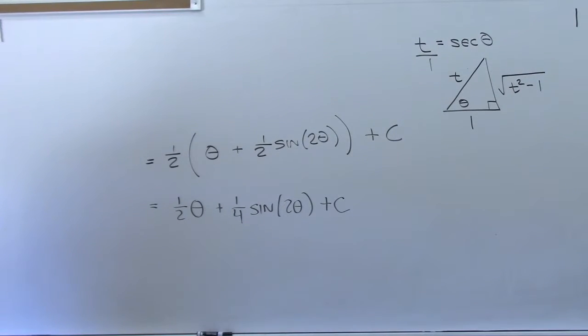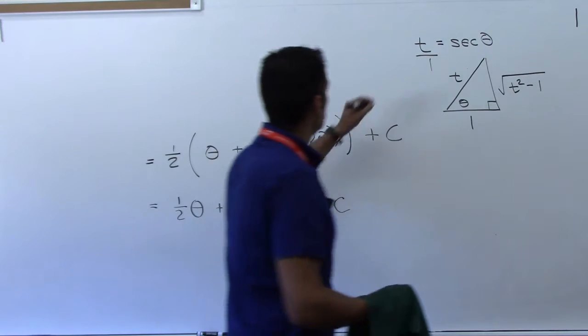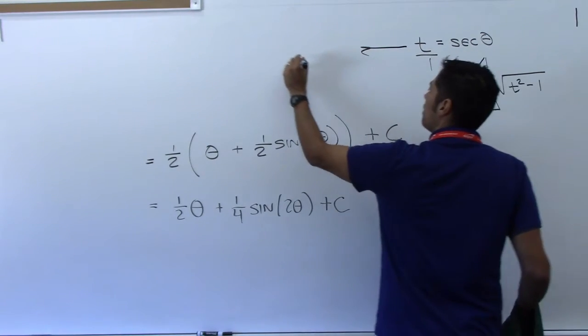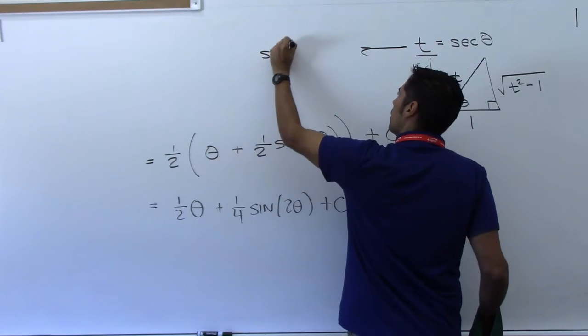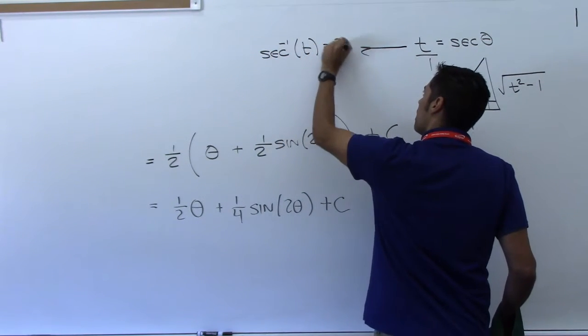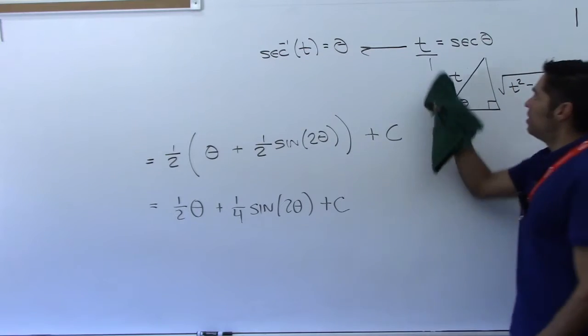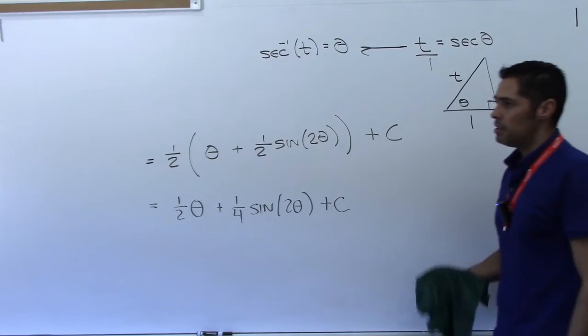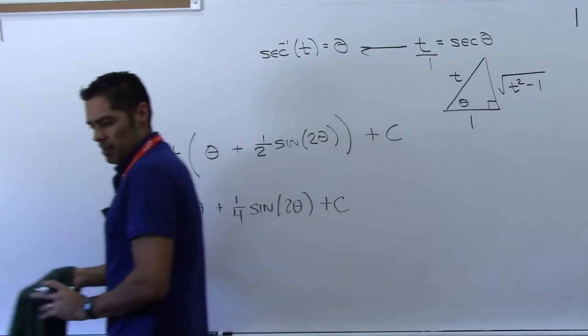Then shouldn't you go ahead and get your theta? Yeah, you want to get theta now? Sure, I'll get it right here. Secant inverse t equals theta. So take the arc secant on both sides, or inverse secant.